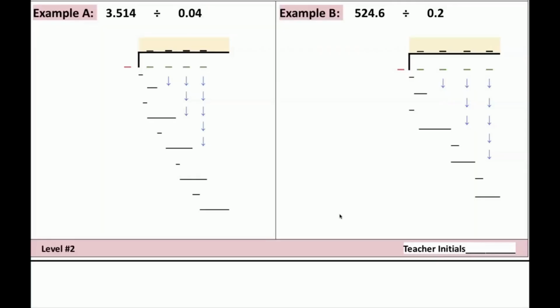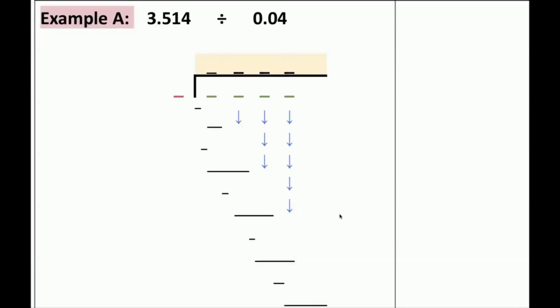Let's take a look at our examples at the bottom of the page. I'll zoom in on example A. The first thing we do when we divide decimals is we look at our second number, or our divisor, and if there's a decimal, we make it a whole number. So to make 400ths, or 0.04, a whole number, I'm going to need to move my decimal forward 2 spots. So 0.04, when I move it forward 2 spots, becomes 4. Make sure you're writing with me.